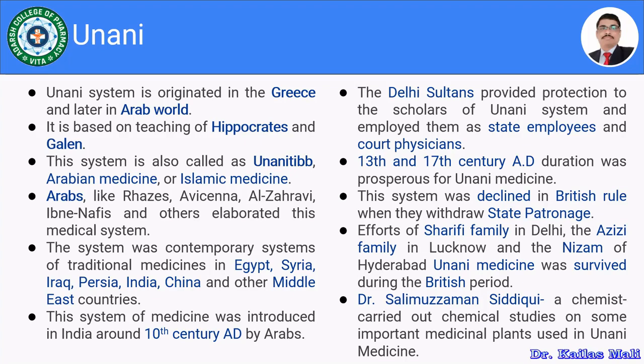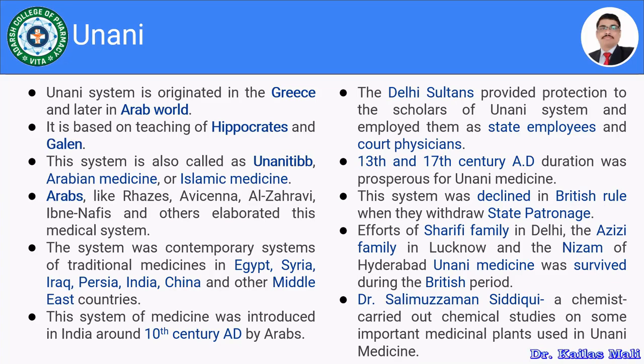Furthermore, the 13th to 17th century AD was a prosperous period for Unani medicine. It developed in India from the 13th to the 17th century, and this system declined in British rule when they withdrew the state patronage of the Unani systems of medicine. Whatever patronage and importance was given to the Unani system of medicine was removed by the British, isn't it? And the decline of the Unani system of medicine in India started.